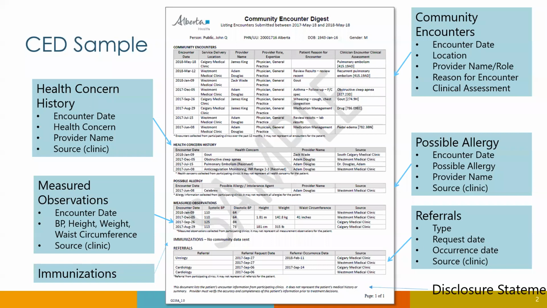At the bottom of the report, you will see the disclosure statement. This reads that the document lists the patient's encounter information from participating clinics. It does not represent the patient's medical history or summary. The provider must verify the accuracy and completeness of this patient's information prior to treatment decisions. This statement is aligned with the terms of use of Netcare. All information is as is, and providers use their clinical judgment.